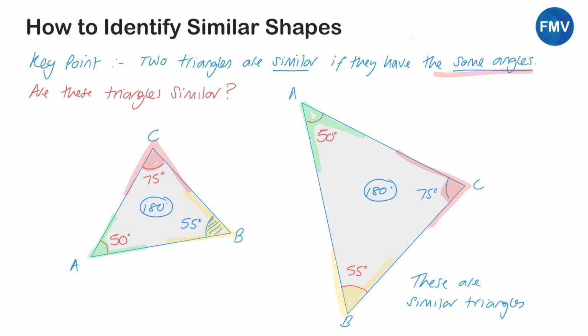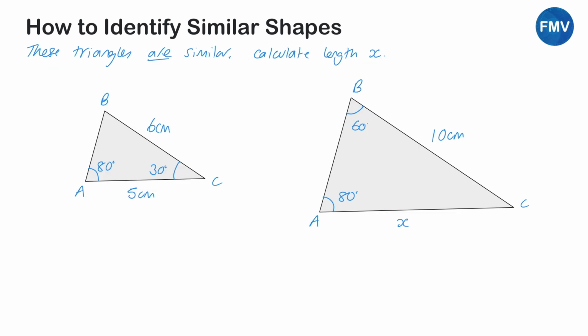So that in essence is what we're doing here. We are looking to make sure that each shape has the same angles. Now the sides won't be the same. This is the key point. So on this question, we are told that these triangles are similar, and we're asked to calculate length x.